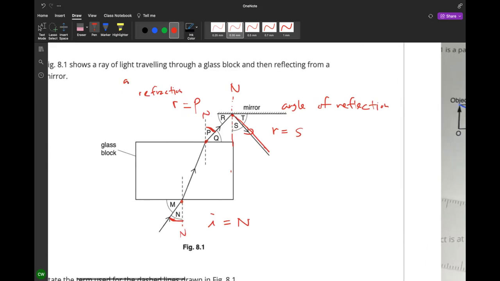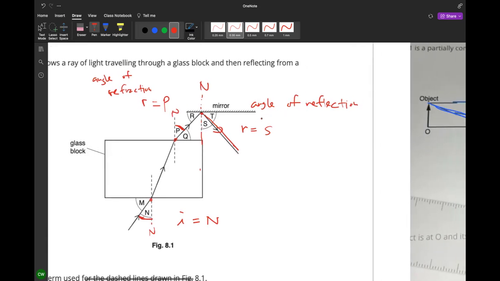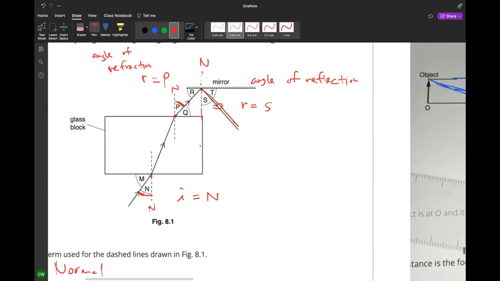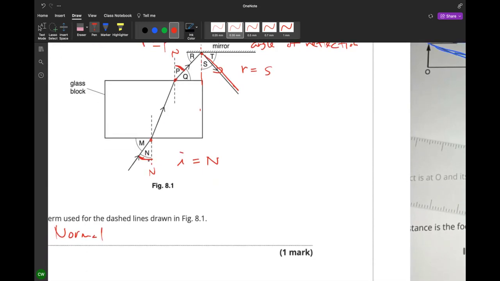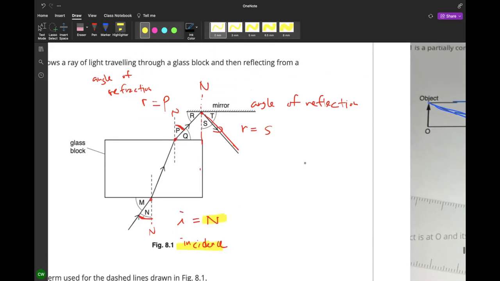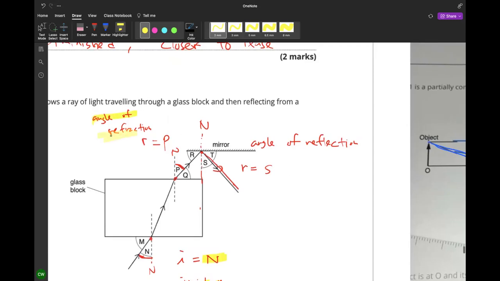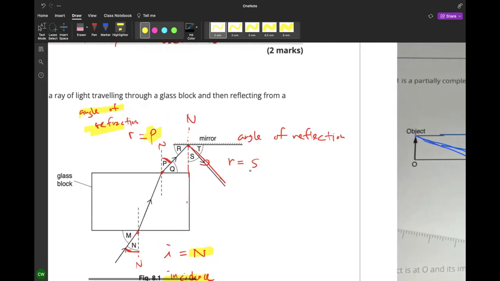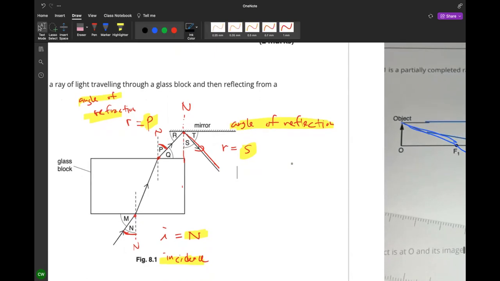This is for angle of reflection. You see the difference between them? They're different, so you have to see the position. This is angle of incidence. Okay, so angle of incidence and angle of refraction, and angle of reflection. Is that clear? Don't mix up the names. They are different things. There are three different things.